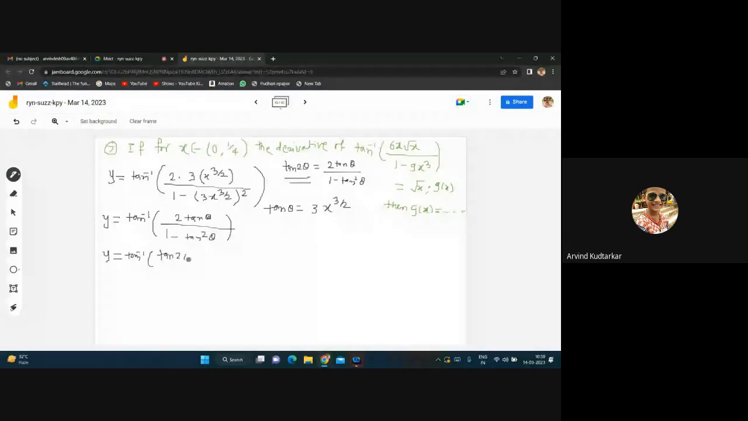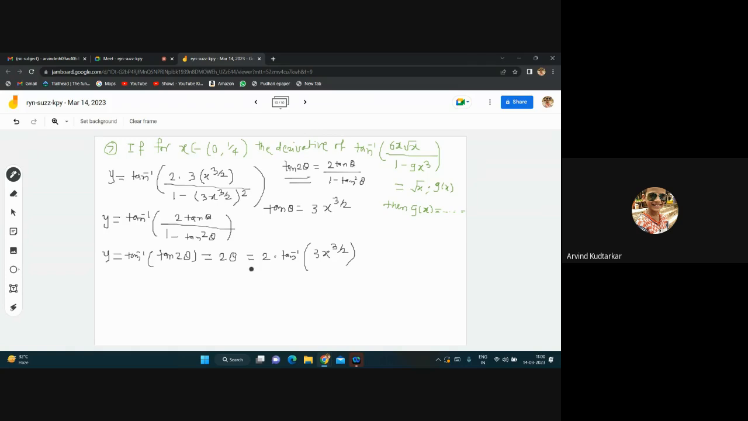Why have we decided to convert that into tan? Because outside there is tan inverse. Tan gets cancelled and 2 theta remains. And where theta is tan inverse, what will you get? 2 into theta gives 2 tan inverse of 3x raised to 3 by 2.